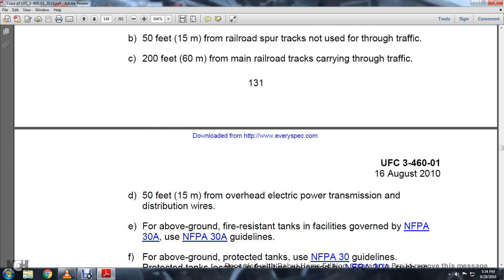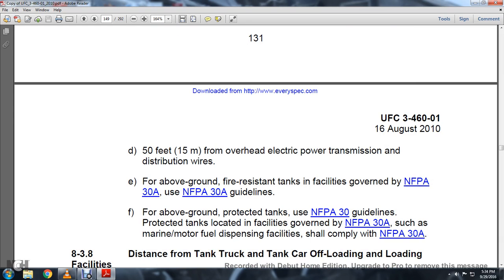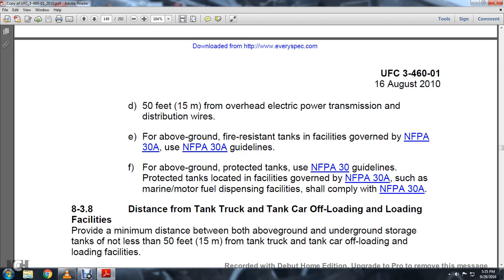50 feet from overhead electrical power transmission and distribution lines. For aboveground fire resistant tanks in facilities governed by the NFPA 30 and NFPA 30A guidelines, protected tanks located in facilities governed by NFPA 30A, such as marine motor fuel dispensing facilities, should comply with NFPA 30A.